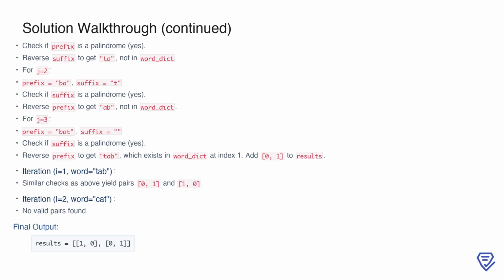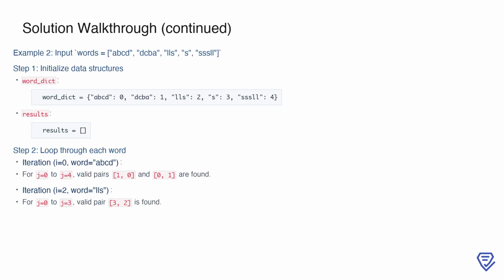In the second example, the input words are words equals ABCD, BA, LLS, S, SSSLL. Just like before, we start by initializing the word_dict with mappings ABCD 0, BA 1, LLS 2, S 3, SSSLL 4, and an empty results list to store our results. For the first word, ABCD at index 0, we go through all possible splits and find two valid pairs, 1, 0, and 0, 1. These pairs are formed because ABCD and its reversed BA are both present in the dictionary.